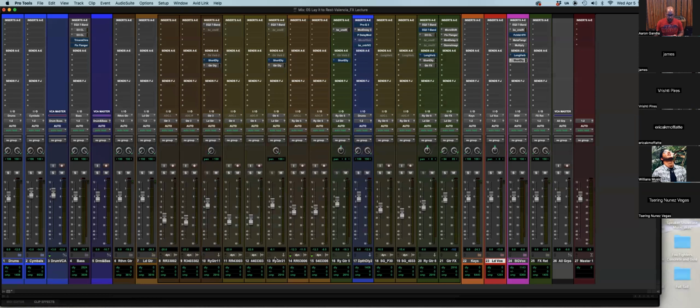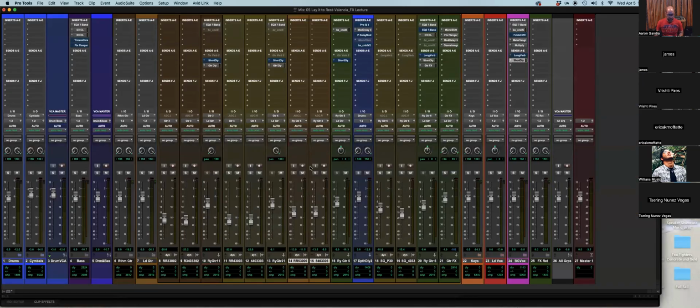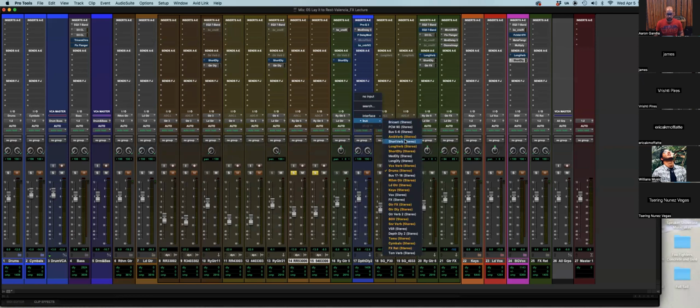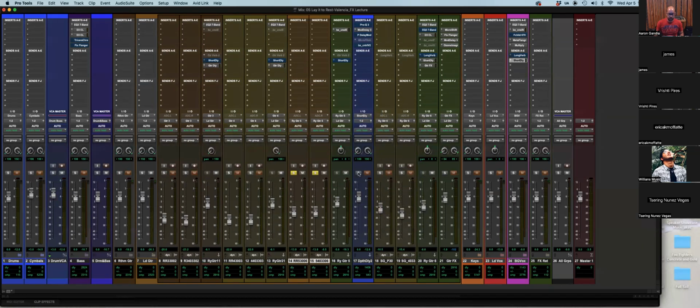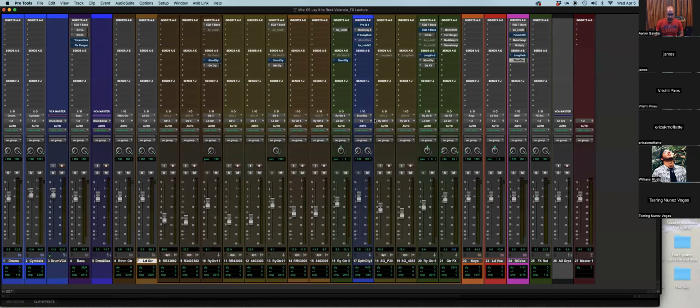So I'm going to go over here and let's start with this guitar. This should be here. Okay, let's hear this guitar.